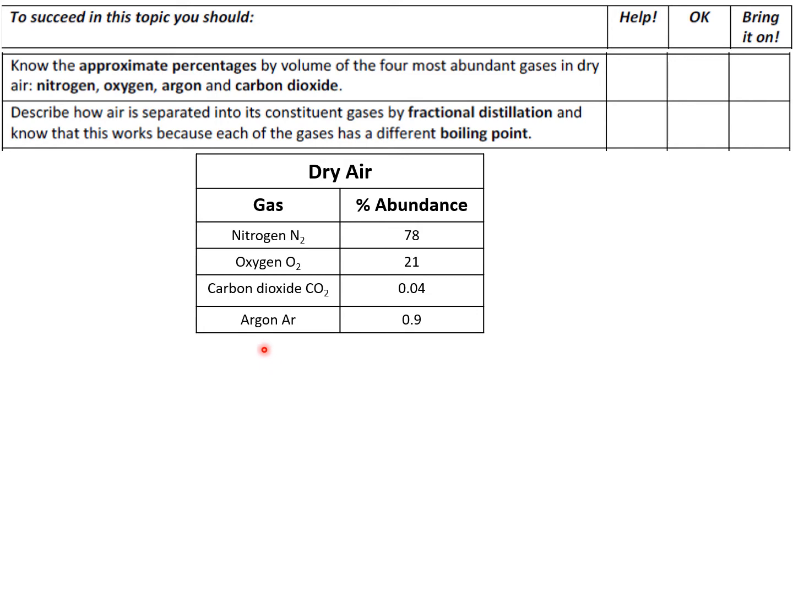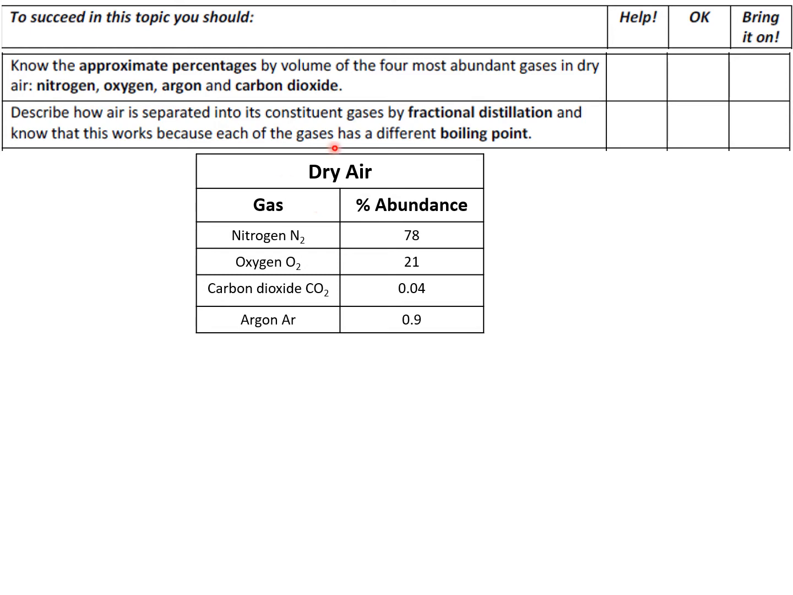Now, we haven't included water here, just because the percentage abundance of water can change. It could be anything between almost 1% to almost 4%. So it can change depending on humidity. So it can be quite confusing. So we normally look at dry air when we're talking about the percentage abundance of these things.